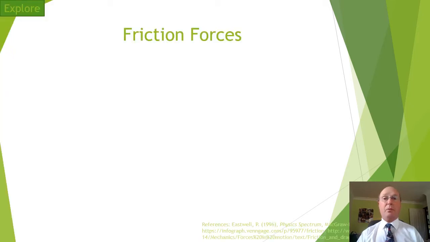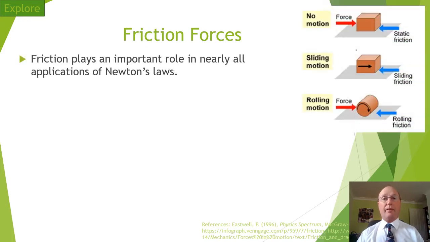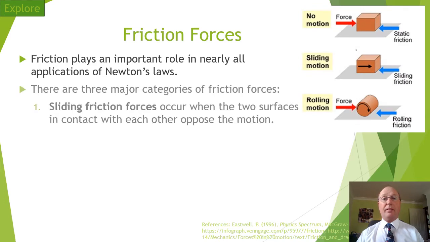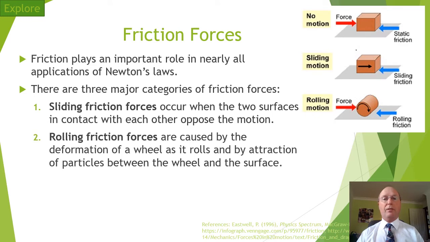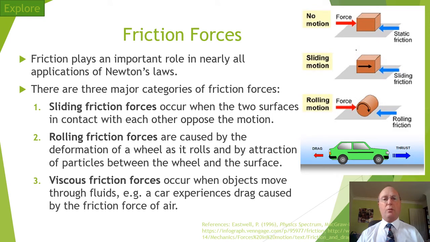Friction plays an important role in just about all applications of Newton's laws. As we can see from this infographic, there are three major categories of friction forces. Sliding friction forces occur when two surfaces in contact with each other oppose the motion. Rolling friction forces are caused by the deformation of a wheel as it rolls, and by the attraction of particles between the wheel and the surface. And viscous friction forces occur when objects move through fluids. For example, a car experiences drag caused by the friction force of air.